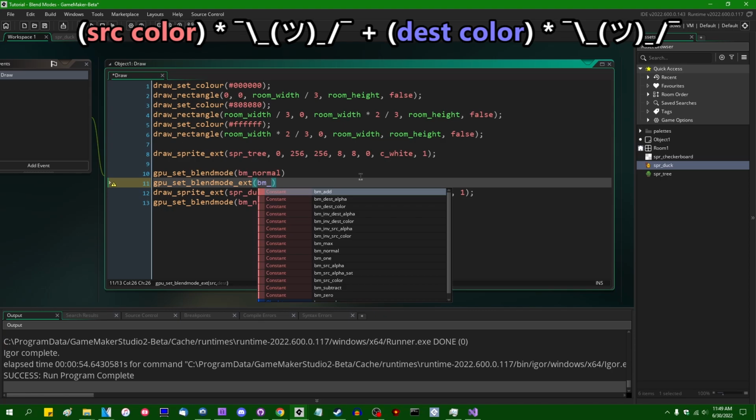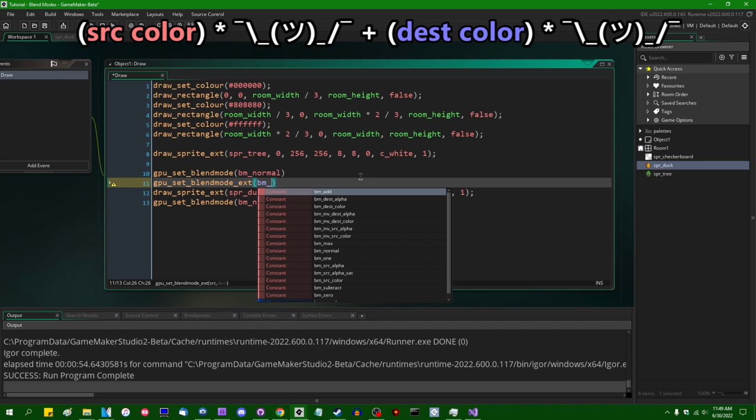If you hit control space to bring up this drop-down list full of blend mode constants, you're going to see not only bm_normal, bm_add, and so on and so forth, but you're also going to see a couple of other things that I did not mention last time, such as destination alpha, destination color, inverse destination alpha, so on and so forth. A lot of these are somewhat self-explanatory as to what they do, but not all of them, and I'll get to them in due time.